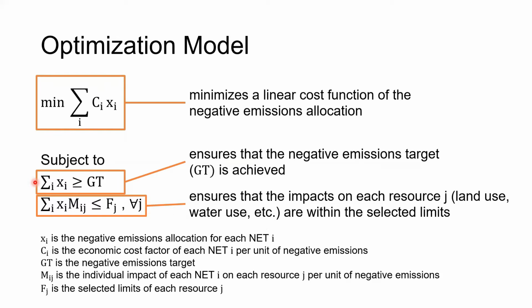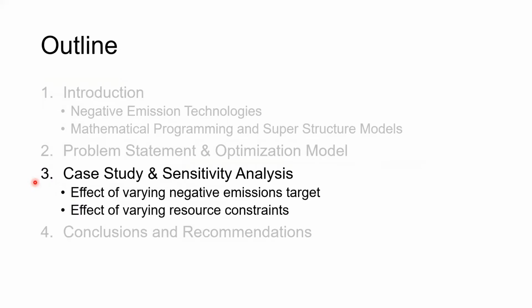This model assumes that the land use among NETs is mutually exclusive, and the permanence and sink saturation of some NETs are not covered in this model. Let's now move on to the illustrative case study and sensitivity analysis.